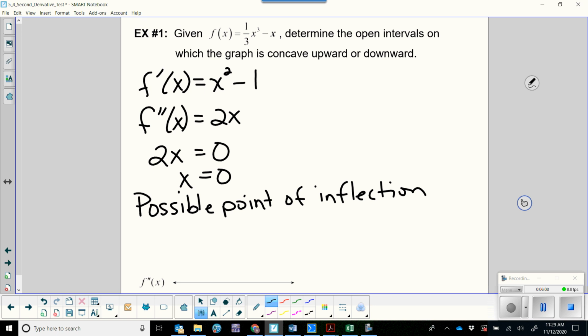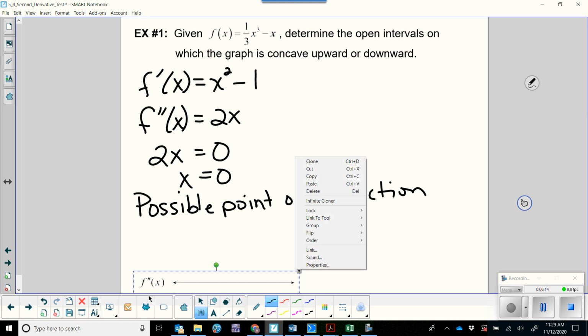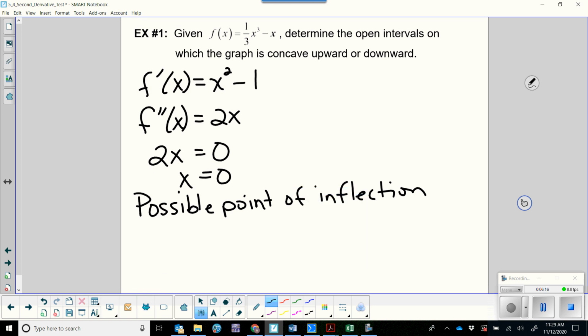So we would make the same sign charts, except with f double prime. So just like always, up here, write down what you're answering, f double prime. 0 was the only place where the second derivative equals 0. The only way the second derivative can change from positive to negative is if it goes through 0, or there's a place that's undefined. And in this case, we didn't have undefined. So we just test it just like we did with the first derivative.